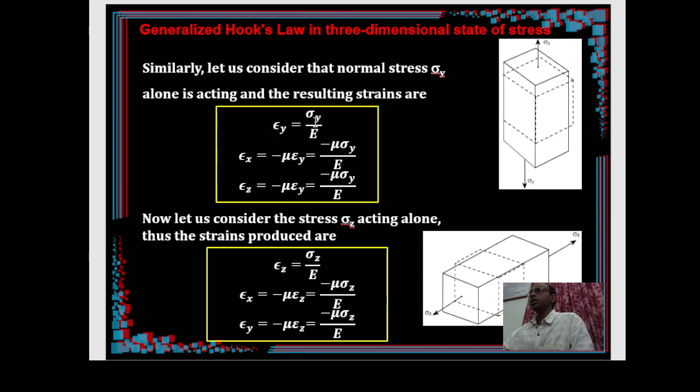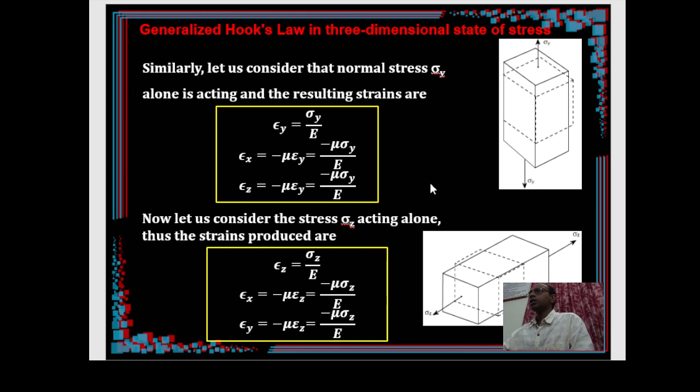So epsilon y is sigma y by E, and if you want to calculate the lateral strains, you can use the Poisson effect, or the concept of Poisson's ratio. There we get minus mu times epsilon y. Therefore you will be getting epsilon x and epsilon z, right? You got epsilon y, epsilon x, epsilon z for the y direction. The same thing you can do for the z direction. You will be getting these particular values, right?